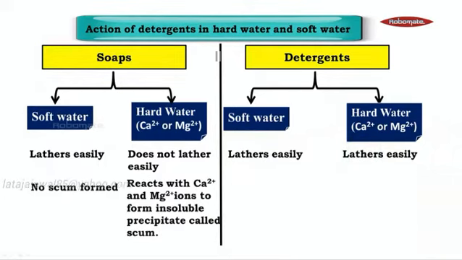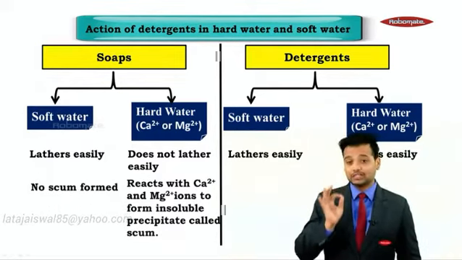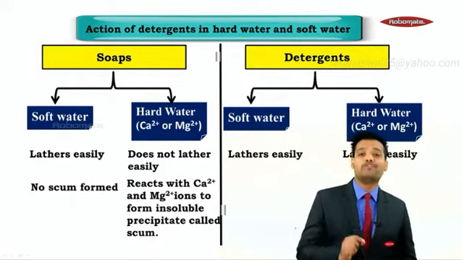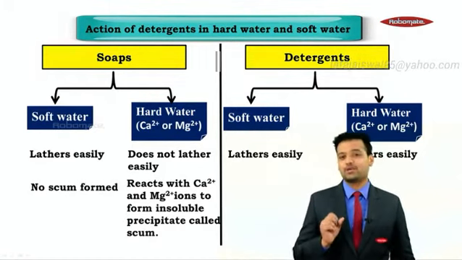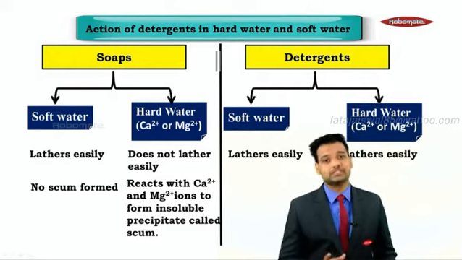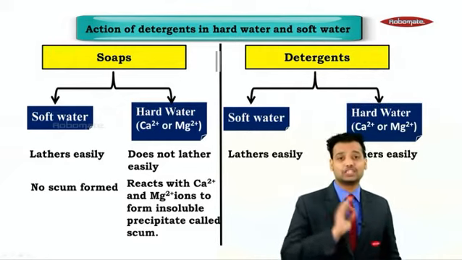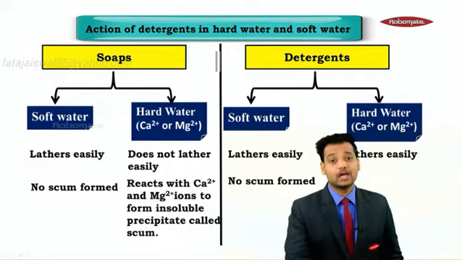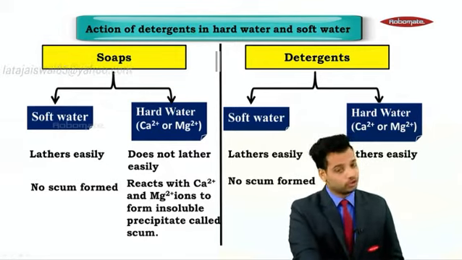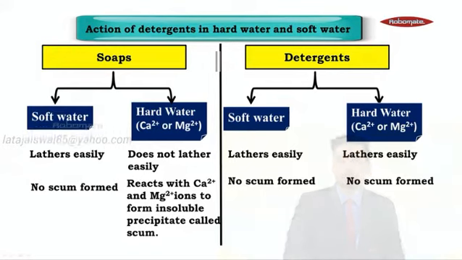But when it reacts with hard water, reaction with calcium ions and magnesium ions to form insoluble precipitate called scum. So a lot of scum is deposited when soaps are used in hard water, meaning the cleansing action is not done properly. But when detergents are used in soft water, no scum is formed. Also, no scum is formed in hard water.